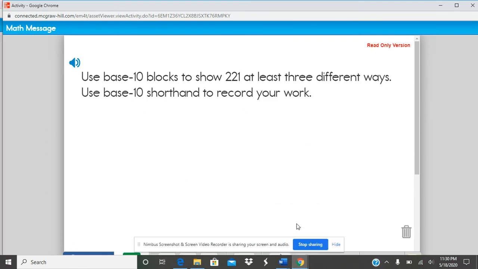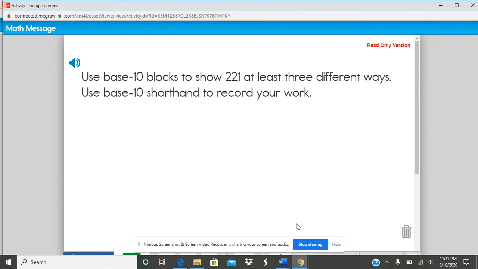You're also going to need your paper or whiteboard for this one. I need for you to use your base 10 blocks, drawing them, squares, longs, and cubes for our flats, our longs, and our cubes. And I want you to show me the number 221 at least 3 different ways. There is more than one way to just write 221. Let's see what you can come up with.